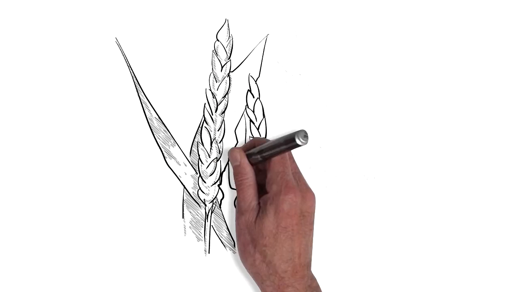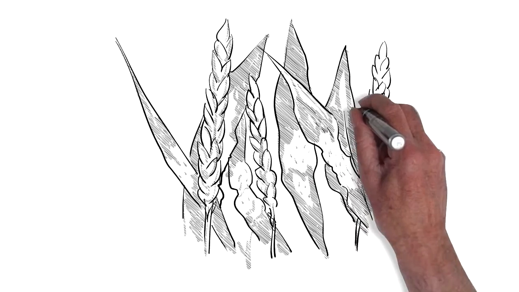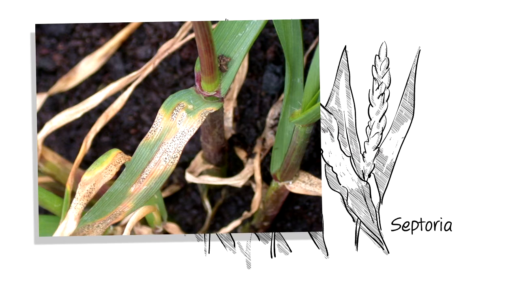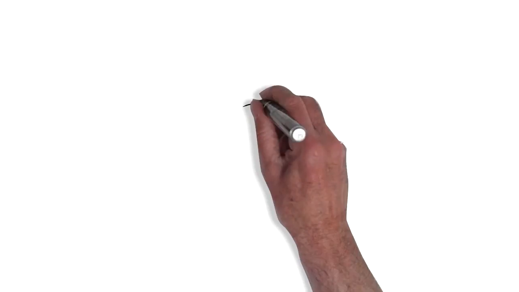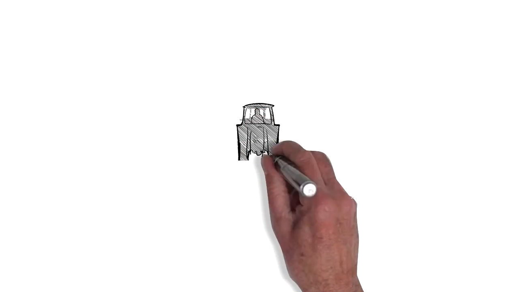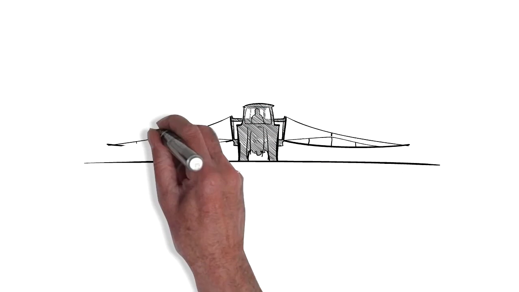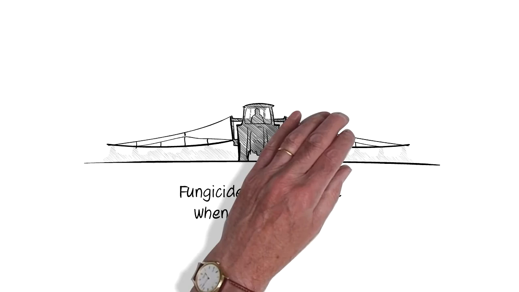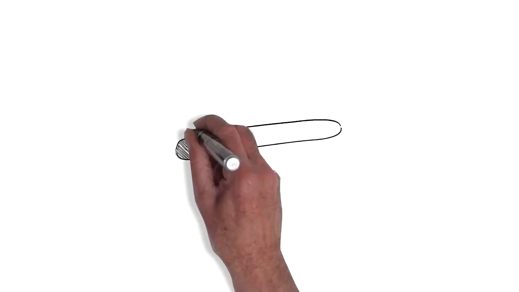Pathogenic fungi like septoria are enemies of the farmer, capable of attacking crops and leading to dramatic reductions in yield and quality. The farmer does have weapons at his disposal. Fungicides are effective when used correctly. However, there can be a problem.